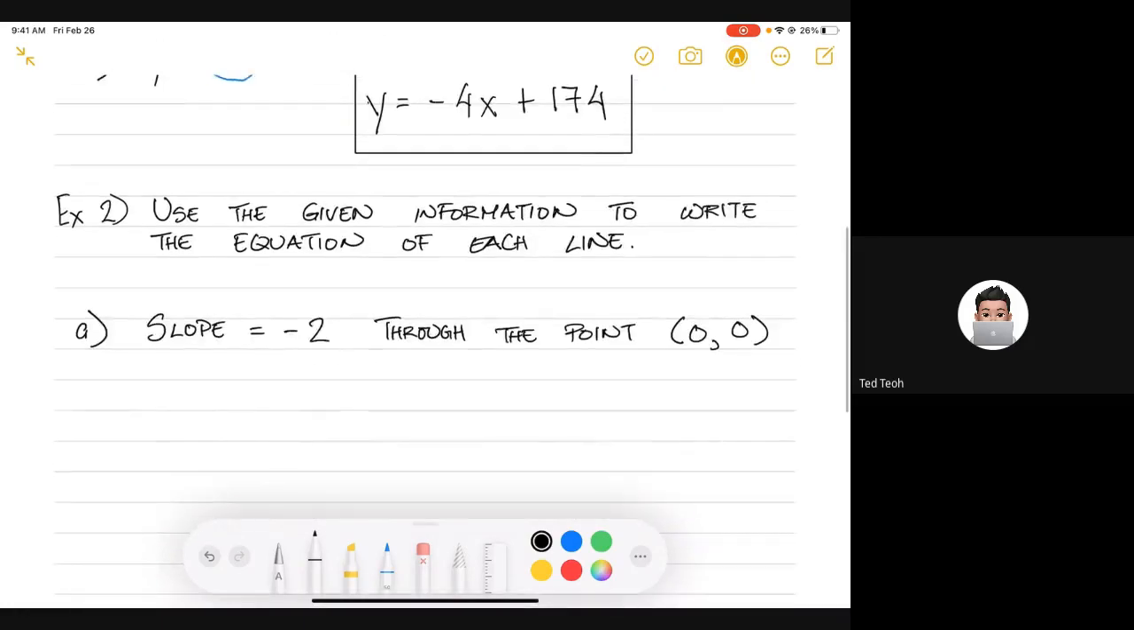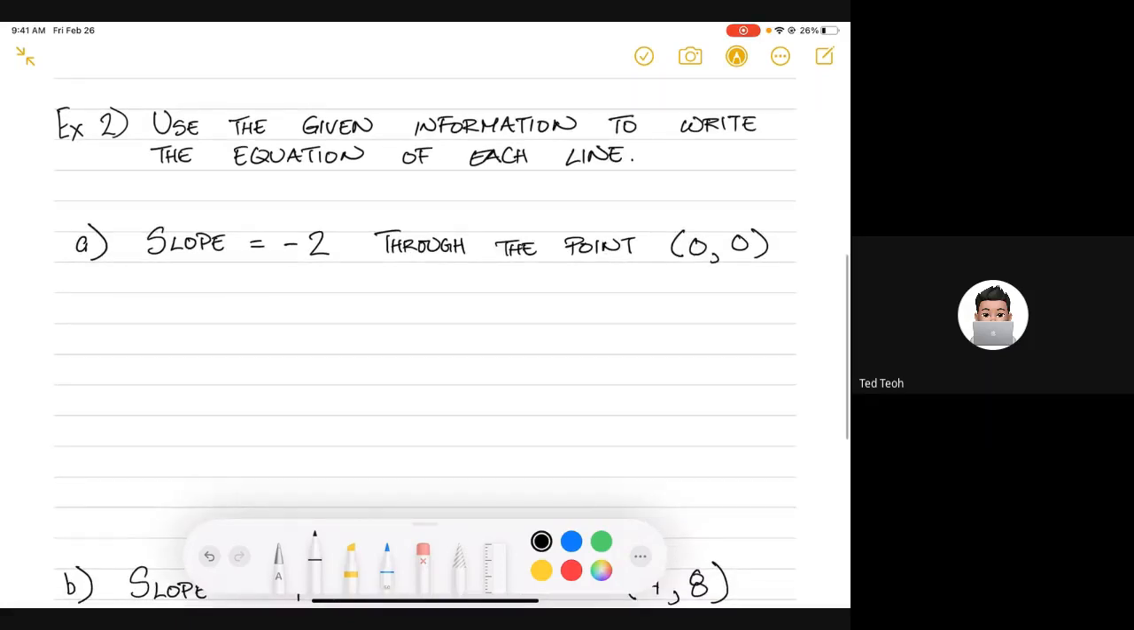Question 2. Use the given information to write the equation of each line. They're giving you the slope, negative 2, through a point 0, 0. Let's remember points have an x value and a y value. So I need to write an equation that looks like this: y equals mx plus b, where m is a number and b is a number.